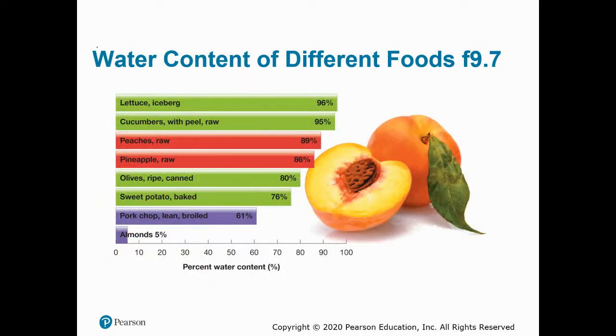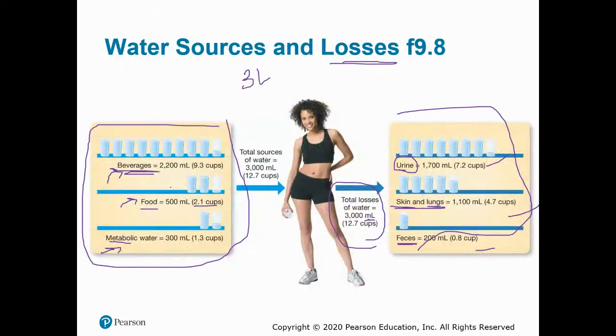This is mostly showing fruits and vegetables, but water content of different foods. It's not telling you how much water, it's just telling you the percentage of the food that is water. So lettuce and cucumbers, obviously very water-rich foods. Again, peaches, pineapple, even a sweet potato. And then you can see a lean pork chop that was broiled still contains a bit of water. So this is how we could amount to about 2 cups of water from food.